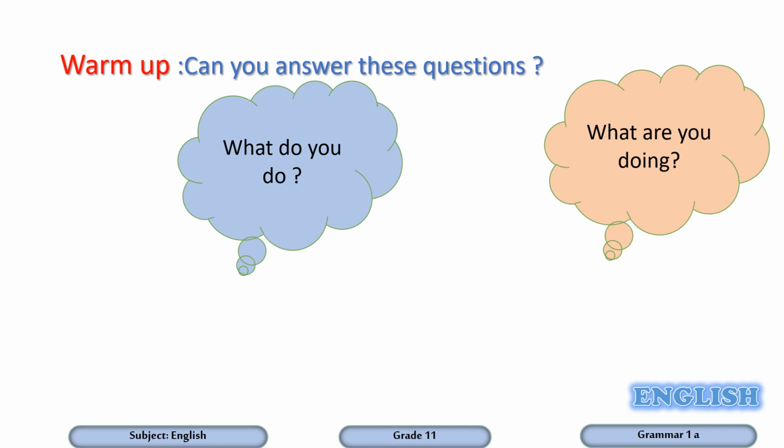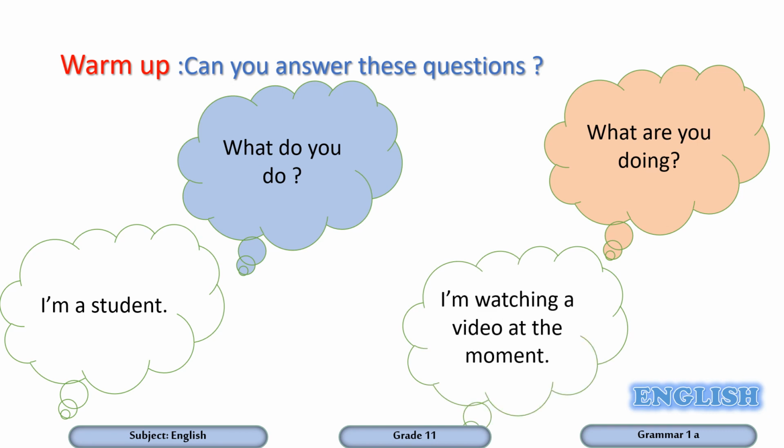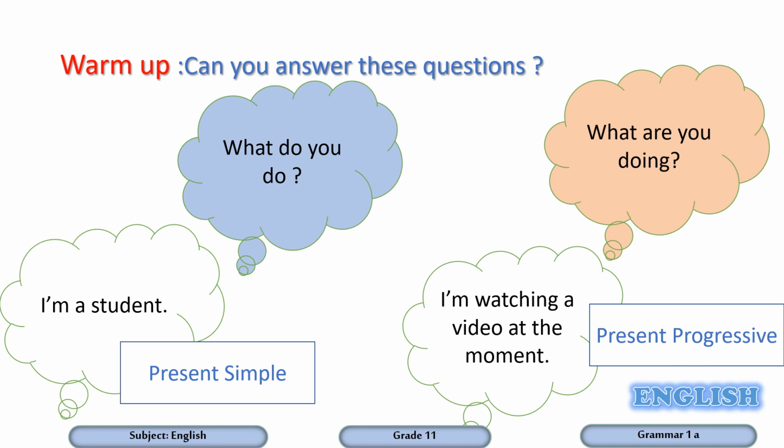Okay, so the answer for what do you do? I'm a student, or I'm a teacher. So this is the question about occupation. Second one, what are you doing? I'm watching a video at the moment. I'm watching a video right now. I'm studying English right now. It's about what activity you are doing at the moment. So the first one, what do you do, requires an answer in the present simple, while the second one in the present progressive.